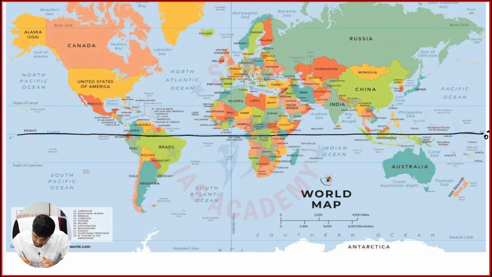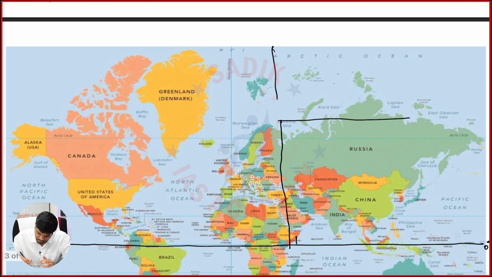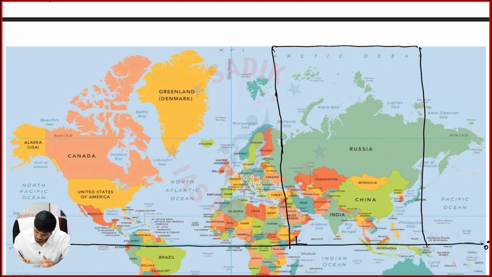Now, we will take this portion to see the detailed analysis. This portion, we are placing the checkerboard here. Okay. Now, till 10 degrees here, the climate will be the equatorial climate, the equatorial tropical rainforest climate.